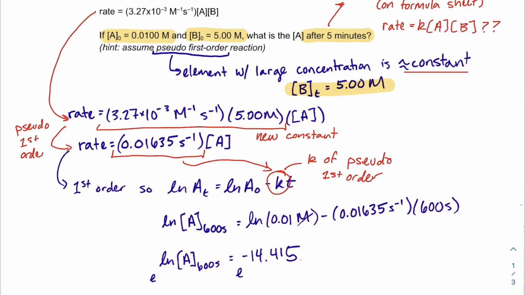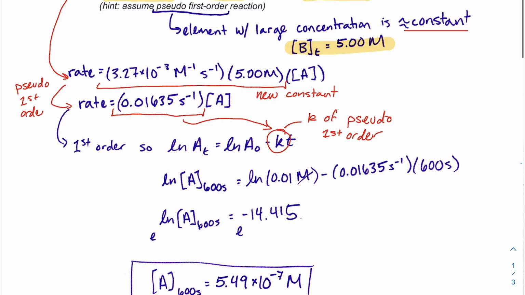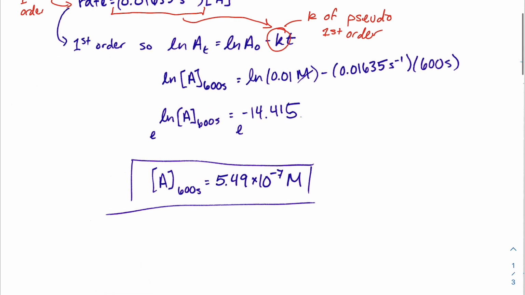From there, you just solve it. So I did natural log 0.01 minus 0.01635 times 600 seconds. I got negative 14.45 in my calculator. To undo natural log, you raise both sides, you do e to the power of that side of the equation, and we're left with A is equal to 0.49 times 10 to the negative 7 molar. It kind of makes sense. It should be smaller than whatever concentration we're starting with. 10 minutes is rather long compared to our rate constant, which is on the bigger side of small.